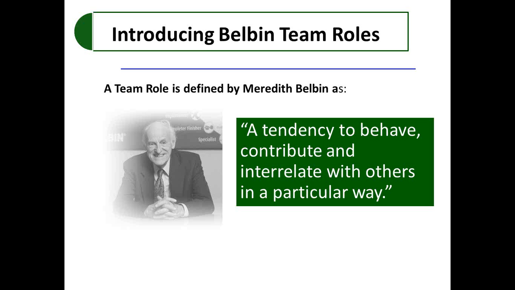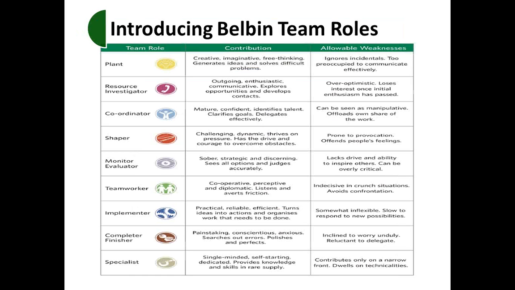Going on to the actual roles themselves, there are 9 Belbin team roles. For each role there is a contribution that is made, and there is what we describe as an allowable weakness. And that allowable weakness is something that has to be kept in mind. The contribution is, if you like, the positive side. But viewing things in positive and negative doesn't really encapsulate the entire breadth of the particular role.